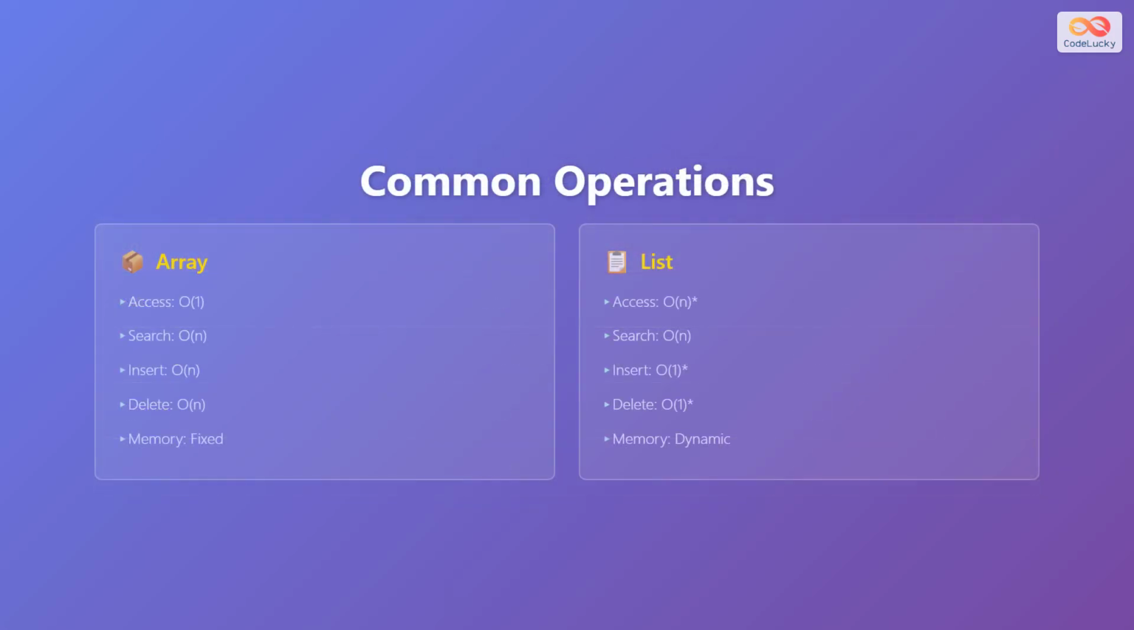For arrays, accessing an element is O(1), searching takes O(n), inserting takes O(n), deleting takes O(n), and memory is fixed. For lists, accessing an element is O(n) for linked lists but faster for array lists. Searching is O(n), inserting is O(1), deleting is O(1), and memory is dynamic. Note that these complexities vary slightly depending on the specific type of list implementation.